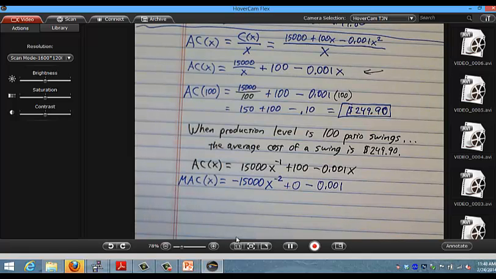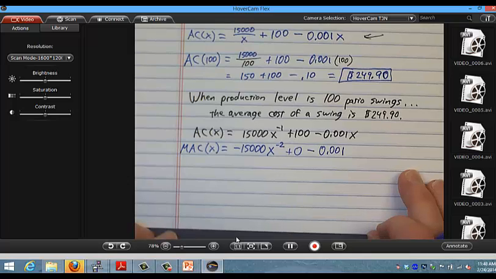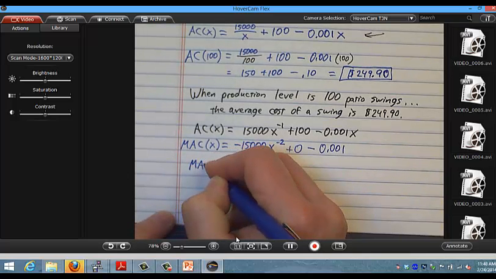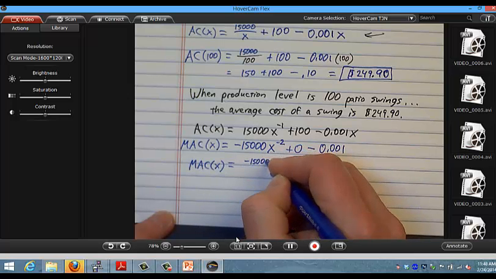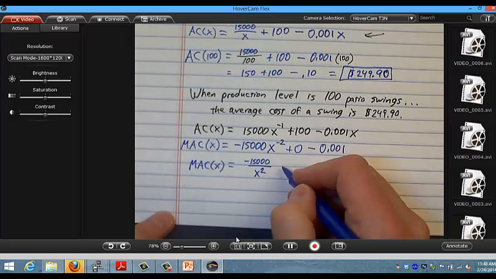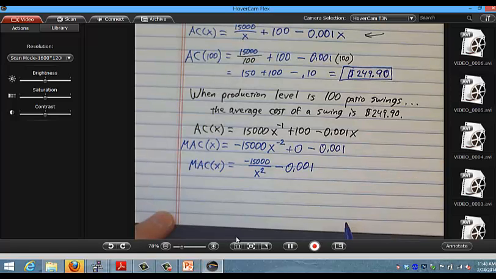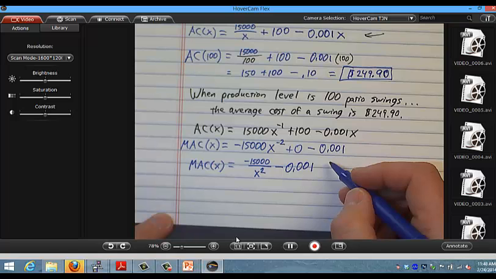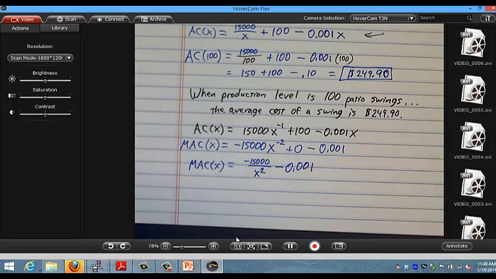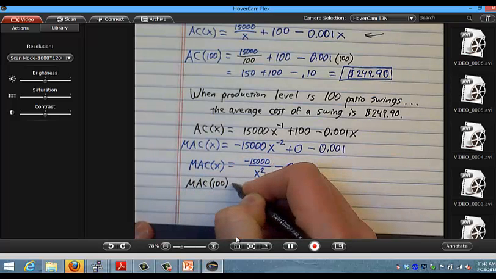Is this okay? So maybe I'll rewrite it again. The marginal average cost of X is negative 15,000 over X squared minus 0.001. What are the units? Dollars per swing. That's going to come into play here in a moment, because the next thing they ask me to do is to find the marginal average cost of 100 and interpret it.